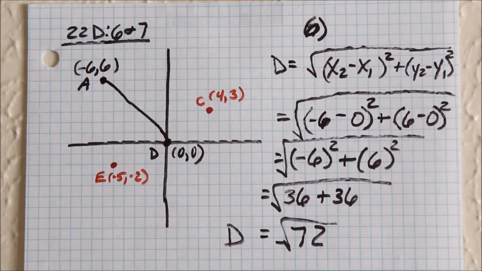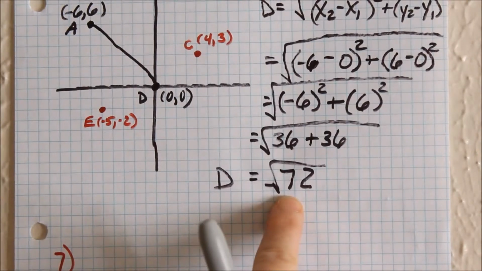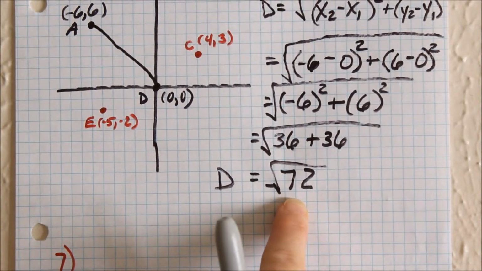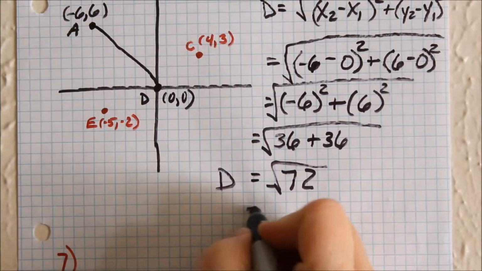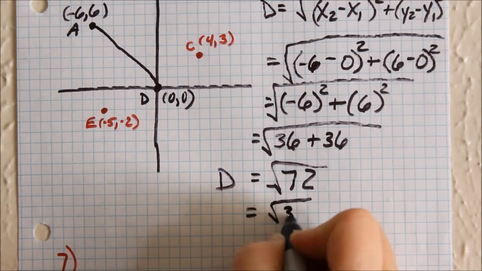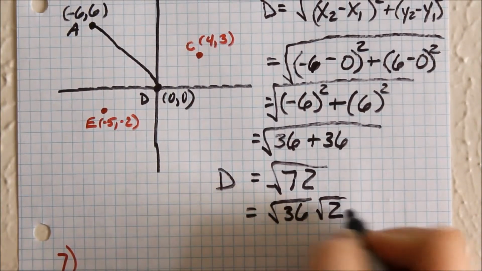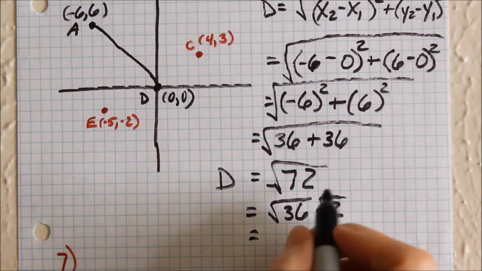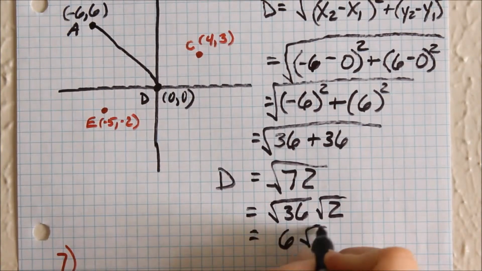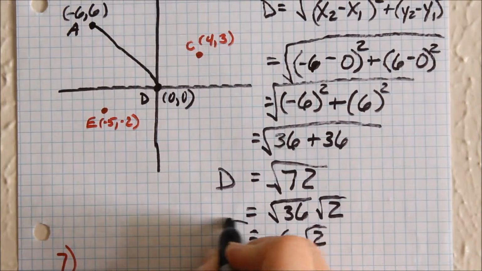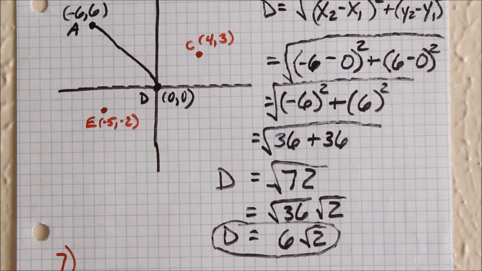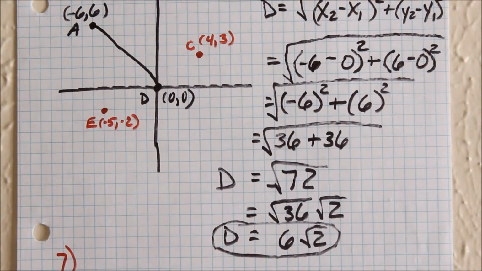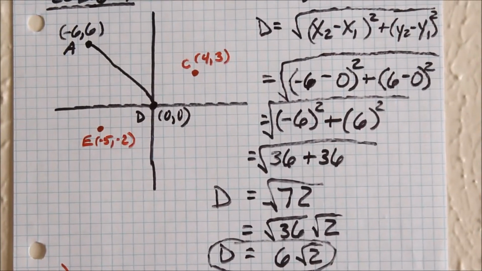Always look to see if you can simplify your radicals. Okay, so we're going to leave these in radical format. So we need to simplify square root of 72. It will simplify into square root of 36 times square root of 2. Square root of 36 is just 6, and then square root of 2. So your distance between those 2 points is 6 square root of 2. Yes, we can put them into decimal format, but for these lessons, we're going to leave everything in radical format.